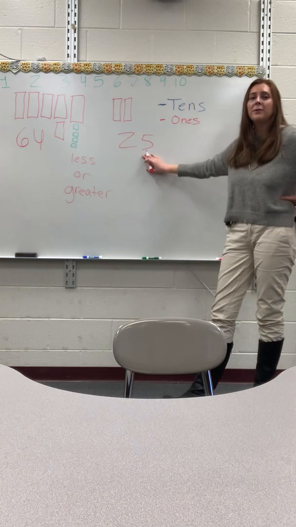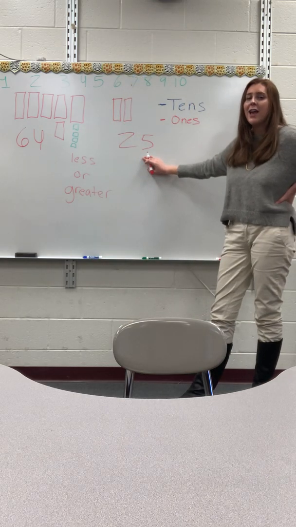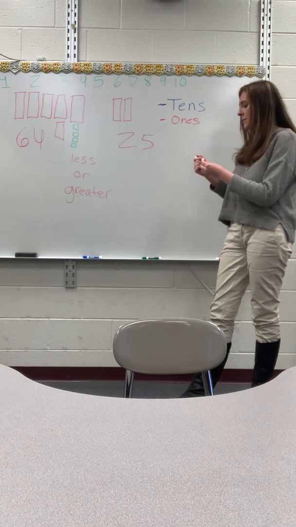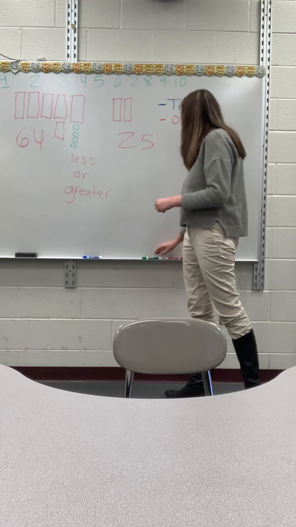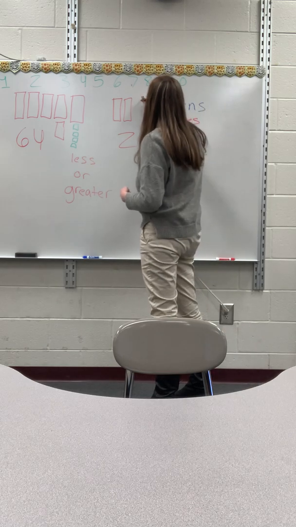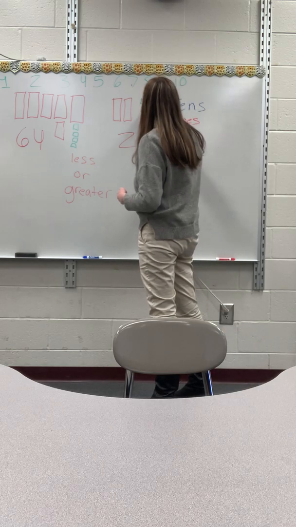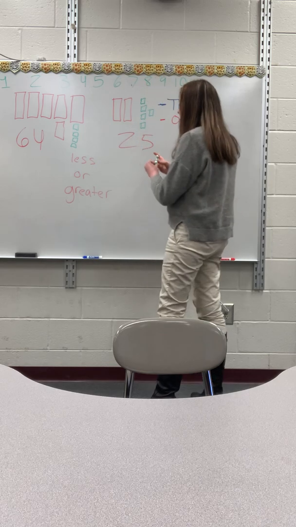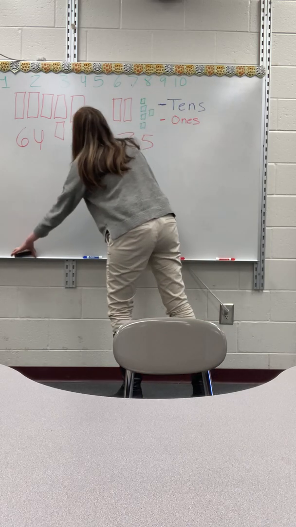Now what number's in the ones place? It's number 5, so we'll have to draw 5 ones. I'm going to use my green marker to represent the 1. So we have to draw 1, 2, 3, 4, and 5. So we have our two models down.